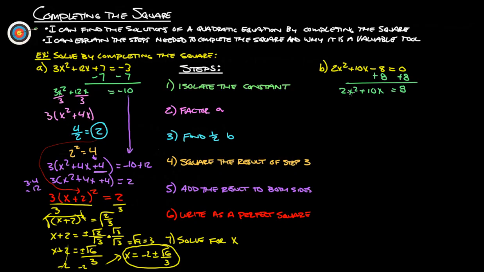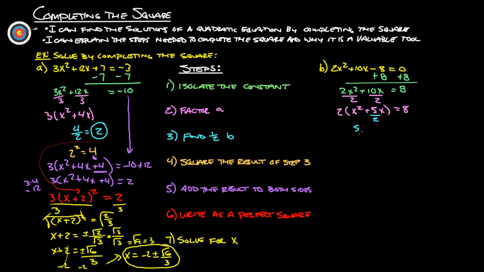Step 2, factor out whatever's in front of the x squared, right? So we got to divide both sides over here by 2, factoring the 2 out. So that's going to leave us with 2 times x squared plus 10 divided by 2 is 5x equals 8.